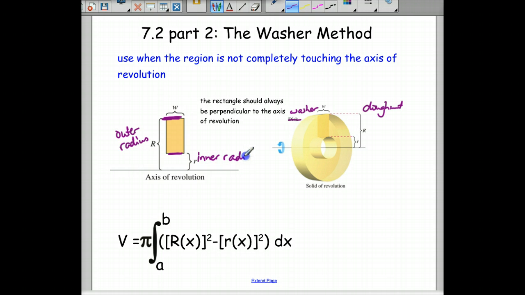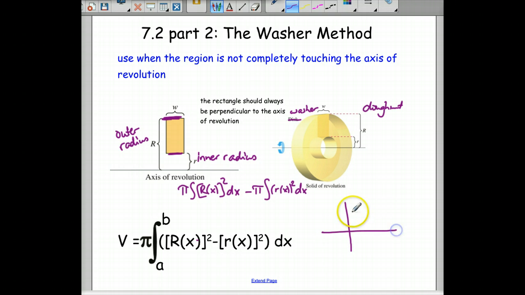And if you're trying to find the volume of the solid, for the outer radius you're going to square that outer radius. So it would be pi times the integral of the outer radius squared. But then if you want to subtract that donut hole in the middle, you're going to subtract the volume of the inner part, that hole, which is pi times the integral of the little radius squared. So notice we square them separately.